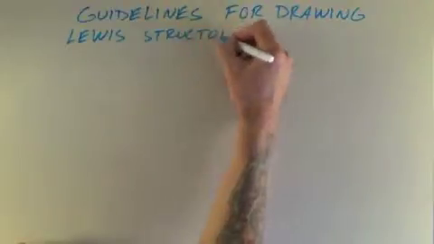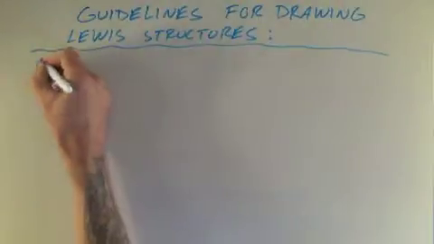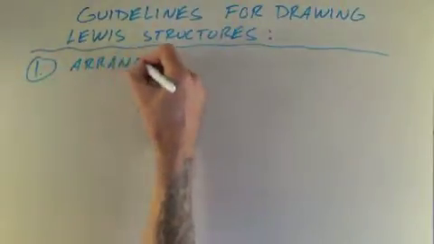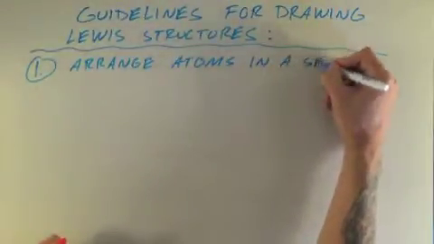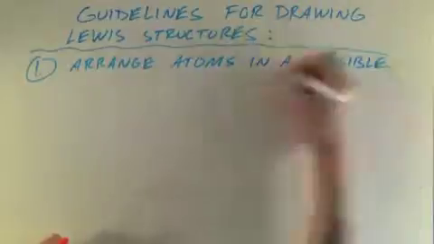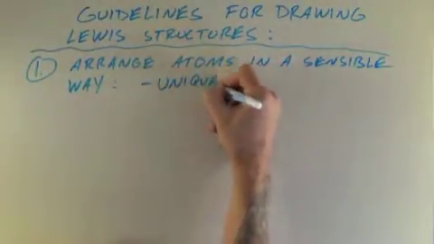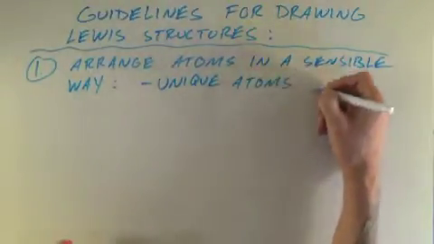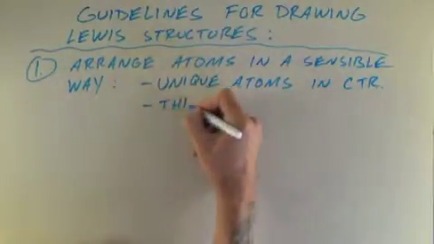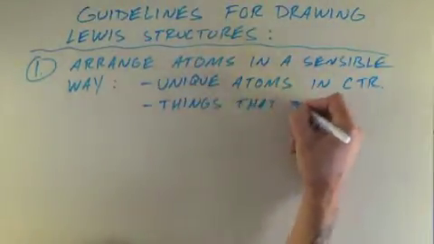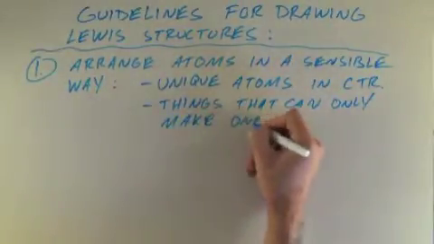So some guidelines for drawing Lewis structures. I'm going to number these, and we'll use the example of water in doing this. So first of all, you're given a formula, and from the formula you want to arrange the atoms in a sensible way. Sensible meaning you're not doing something ridiculous by trying to put hydrogen in between 2 things, or just putting everything in a straight line. So a good rule of thumb, unique atoms, put them in the center. Things that can only make 1 bond, they're going to have to be on the outer edge. They can't be in between 2 things, right?